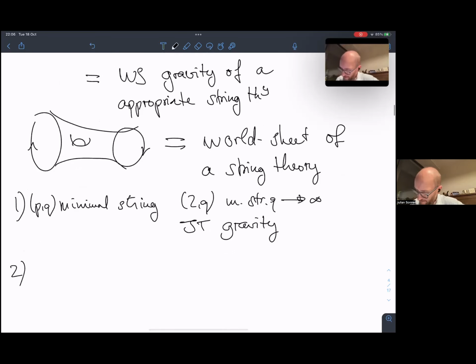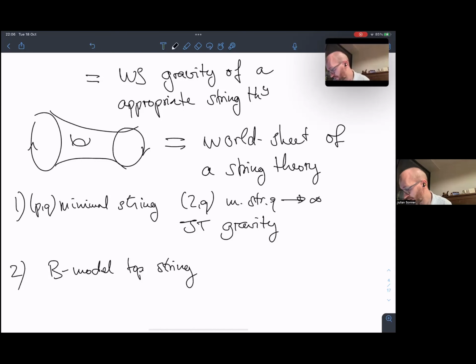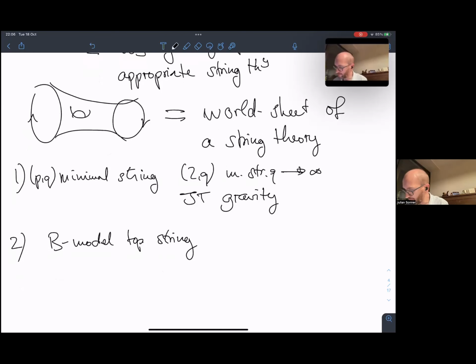But the second way that actually Eric Verlinde and friends and us pursued was you can actually also define JT as the worldsheet theory of the so-called B-model topological string. And that thing is basically going to be described by a spectral curve.